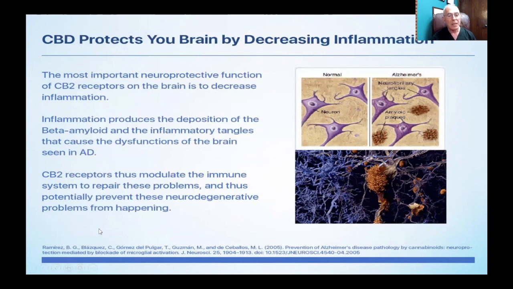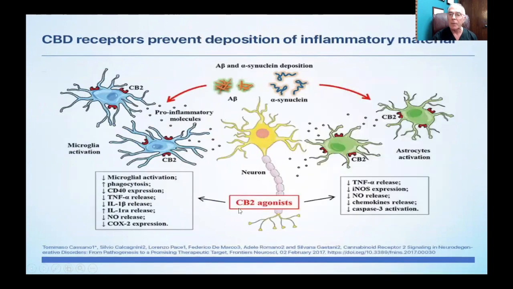Well, because the CB2 receptors modulate this immune system and tend to make it better to repair these systems, you potentially have a really good treatment for protection against some of these neurodegenerative problems from happening. So this is a little schematic of this. You've got the nerve cell, you've got your CB2 agonists like CBD oil administered. And what it does, it affects a lot of these inflammatory processes on the inflammatory cells. These cells are the microglia cells and the astrocyte cells.